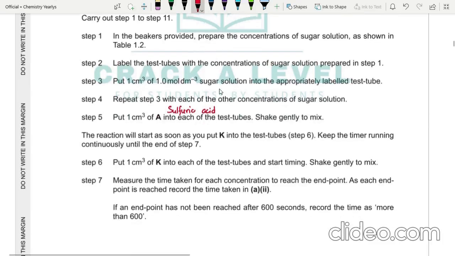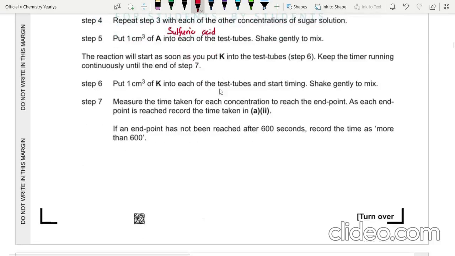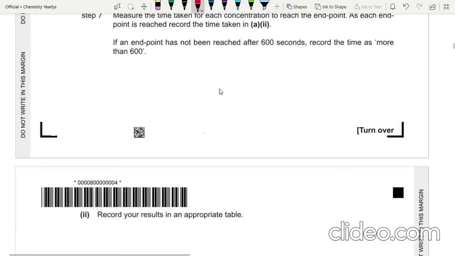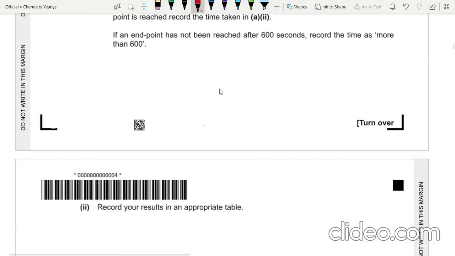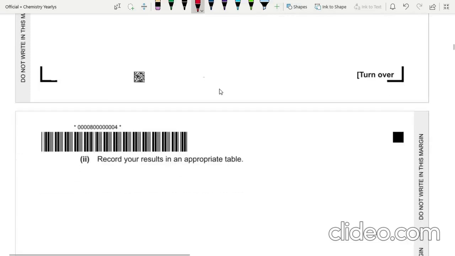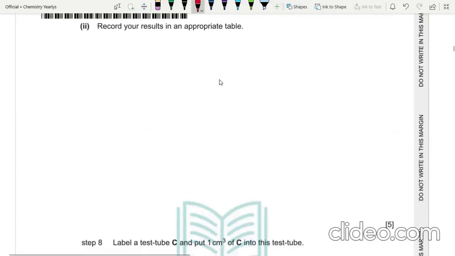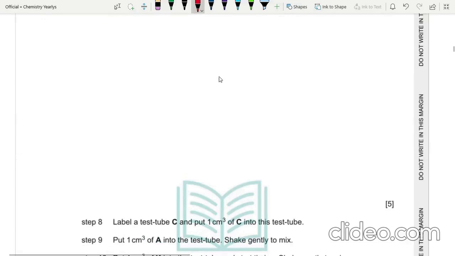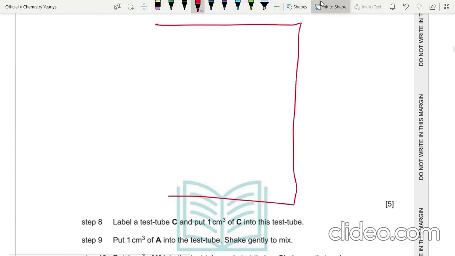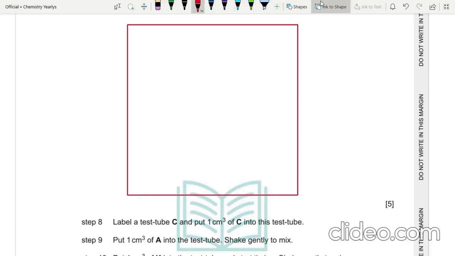So measure the time taken for each concentration to reach the endpoint. As each endpoint is reached, record the time taken in A part 2. If the endpoint has not been reached after 600 seconds, record the time as more than 600. Record your results in the appropriate table. So we are going to be making another table here. Let's make it now here. So this is going to be our table.